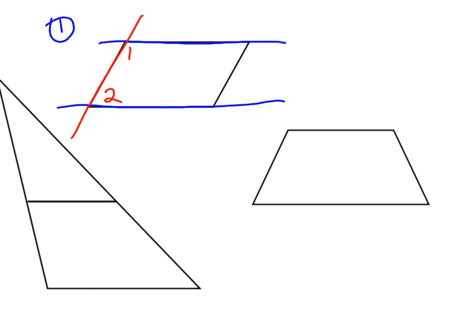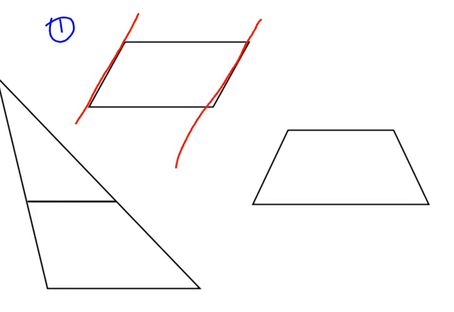Now let's erase this and look at 2 different lines. What do we know about these 2 lines? They're parallel, which makes this a transversal. It's fine that it's facing a different direction. That's not a problem.